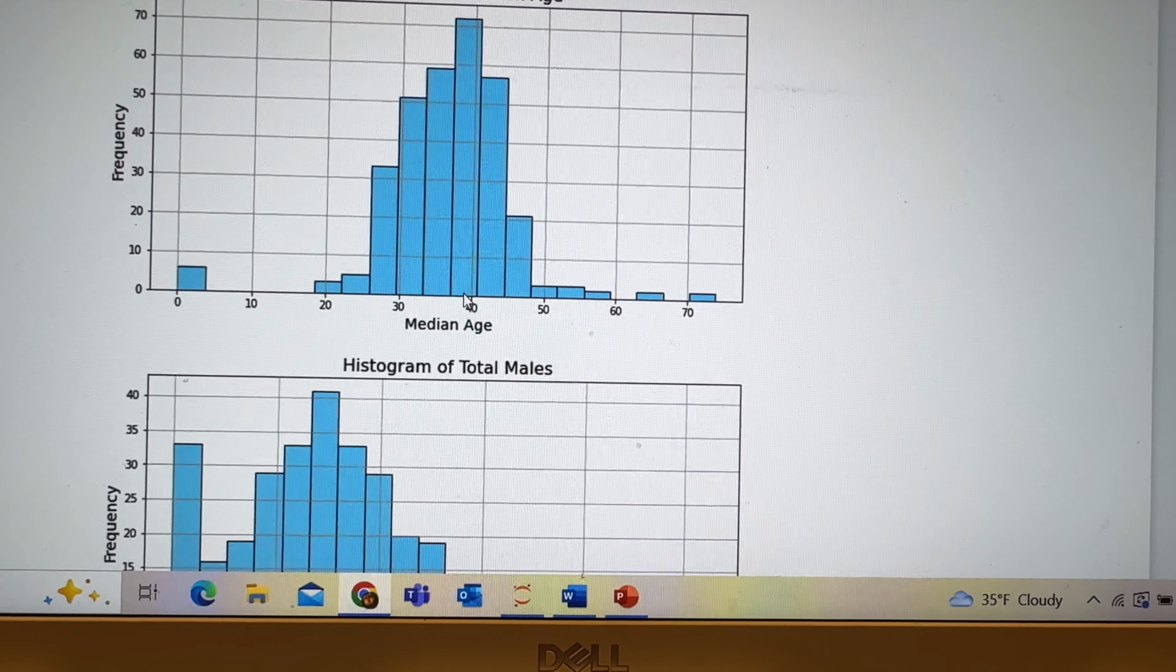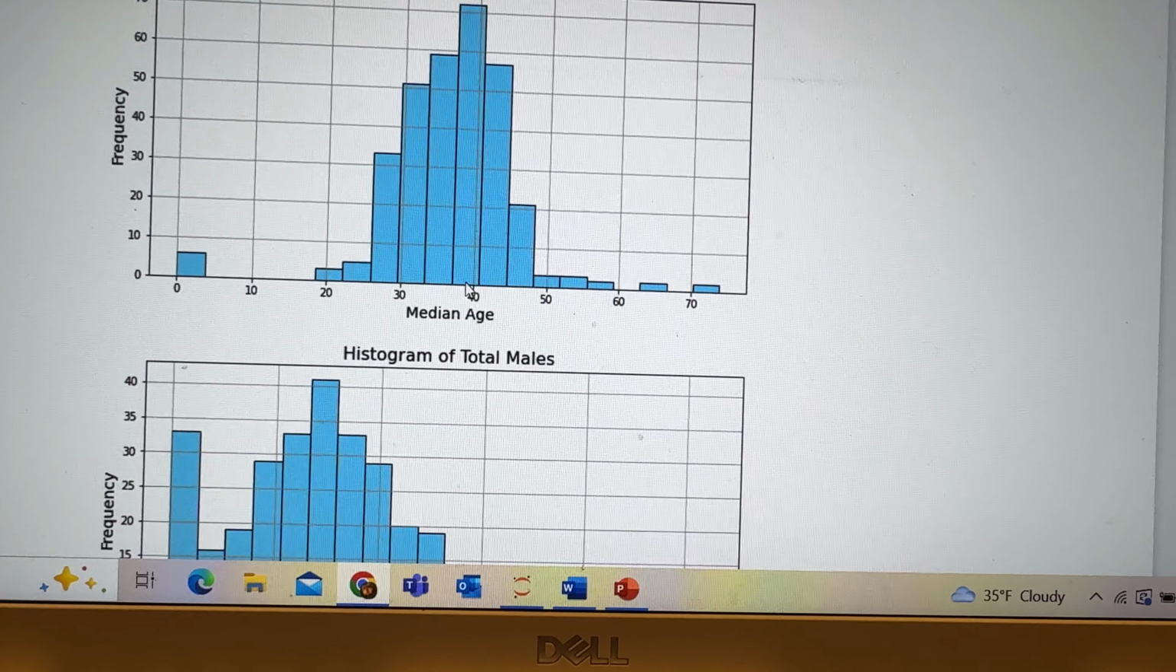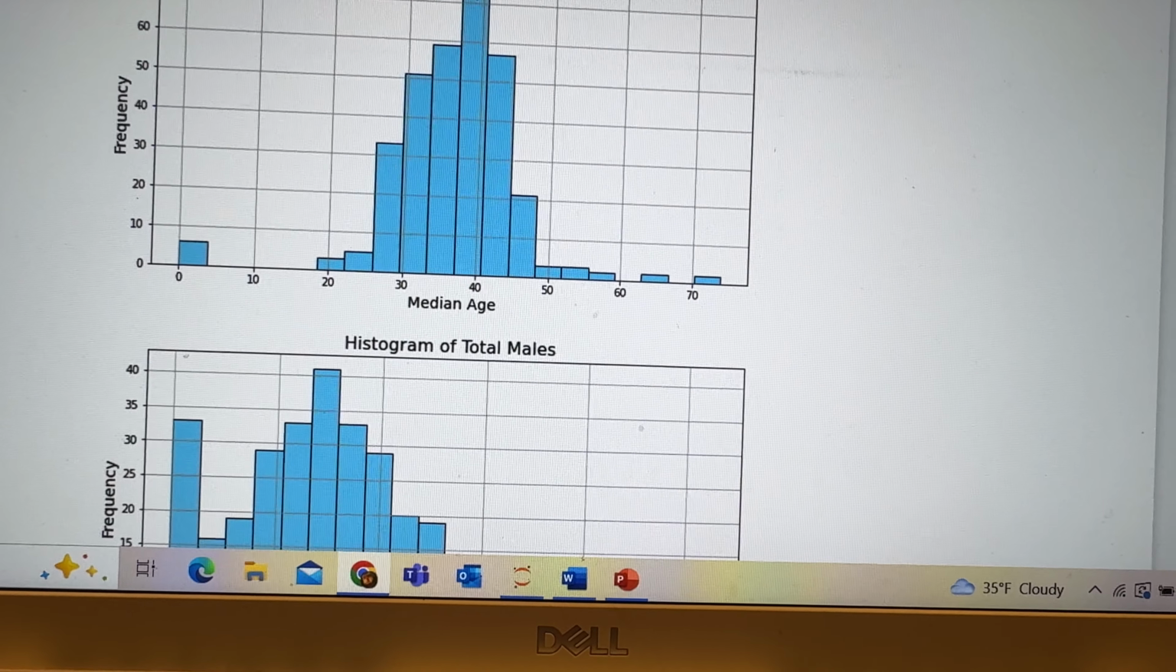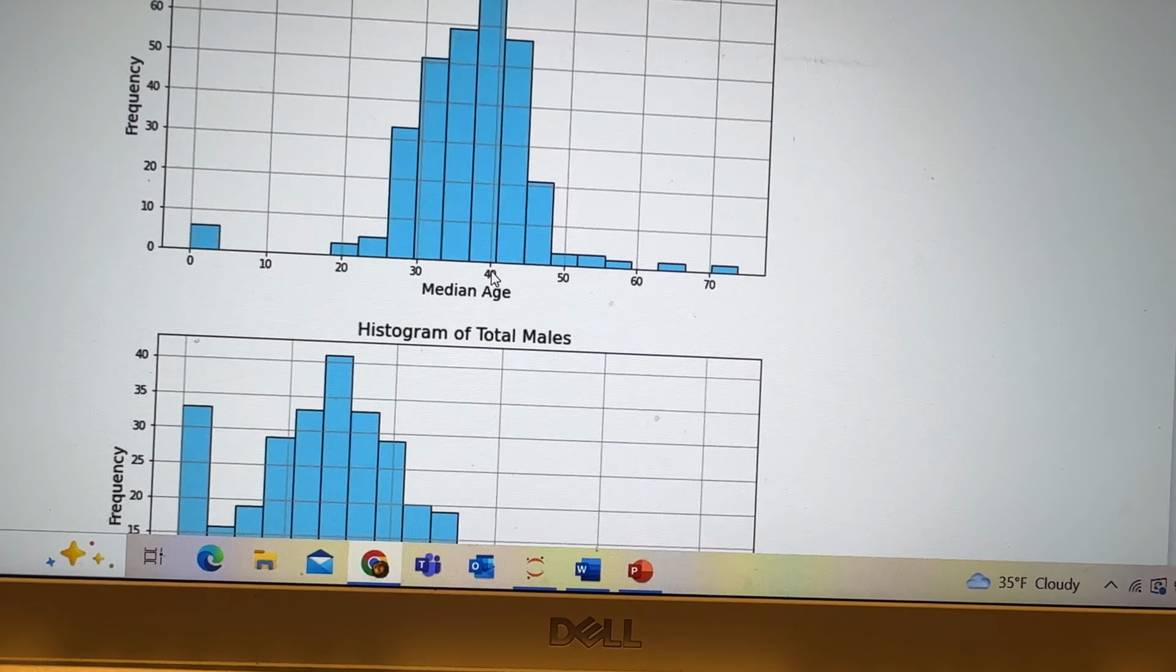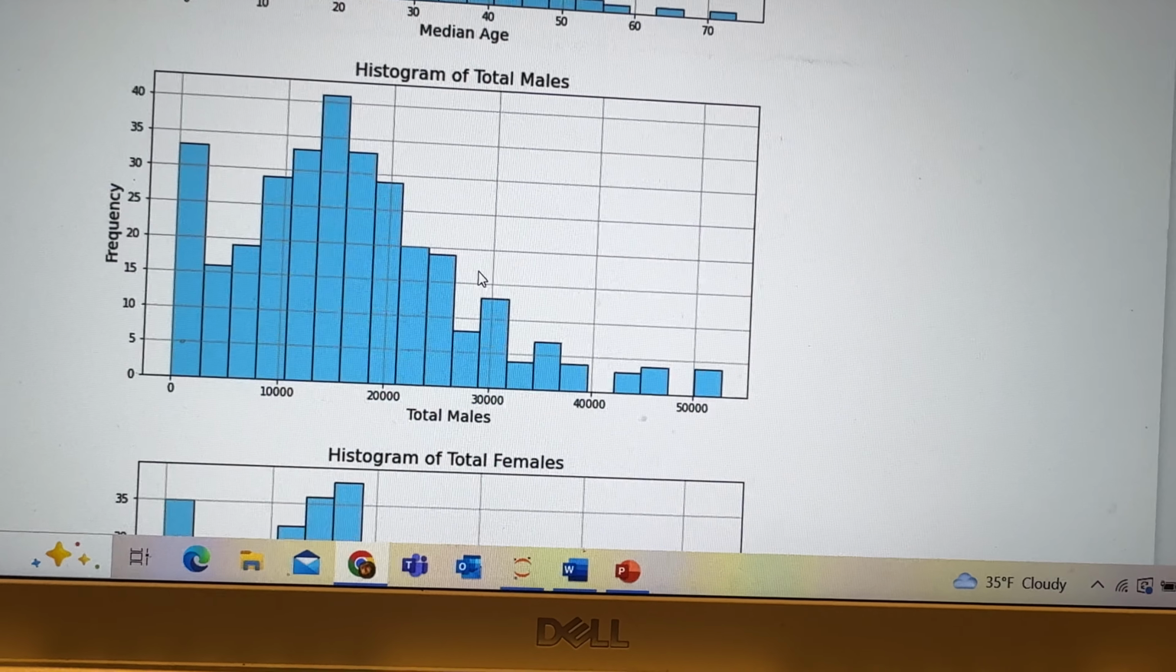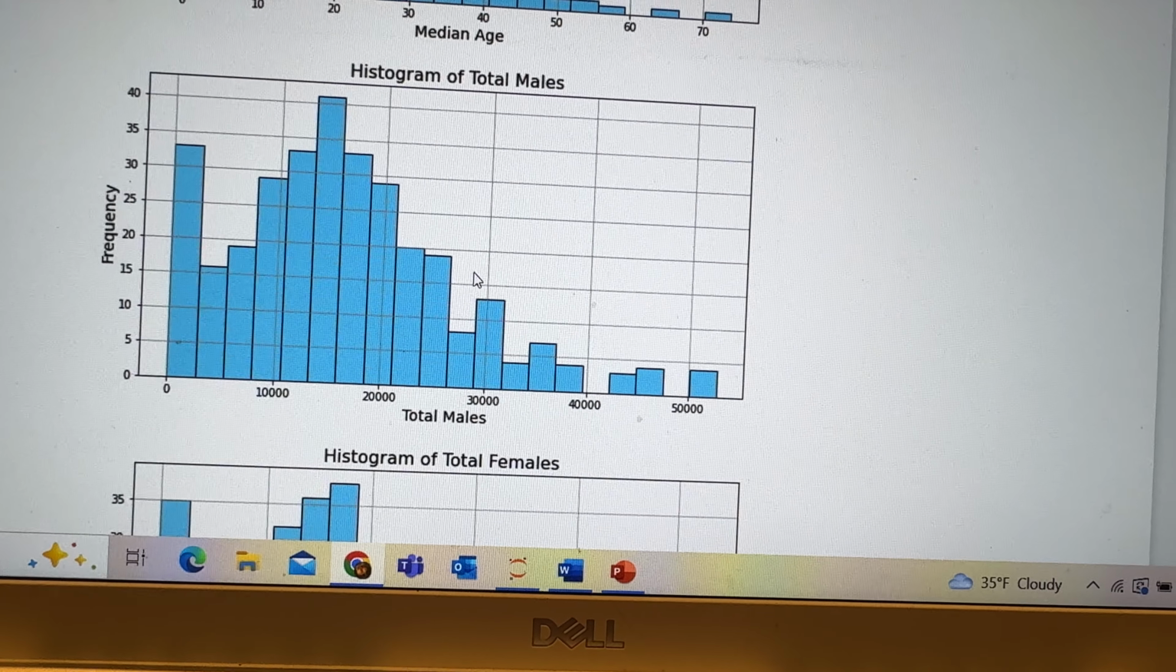And for the median age, in most of the zip codes the median age is near 40, in between 40, and most of the males were.